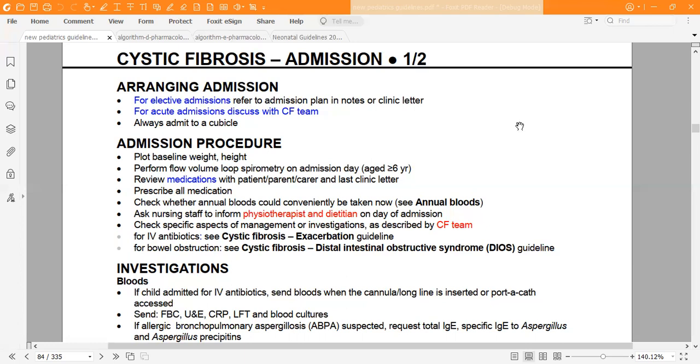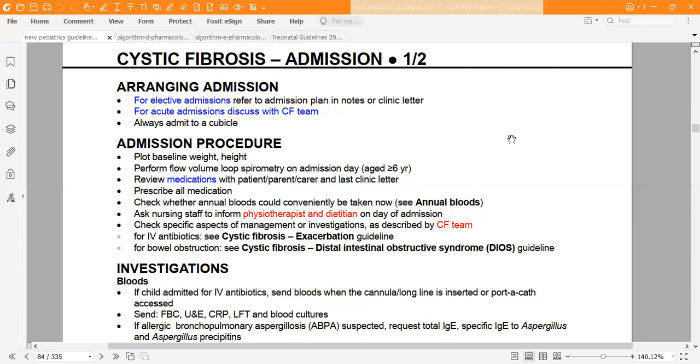If he is acute, he is not referred from anywhere. He just came into the hospital emergency room and it was discovered that he has cystic fibrosis, and you are planning for acute admission. So you have to take advice from the cystic fibrosis team. Always admit to a cubicle. This is very important for infection control.